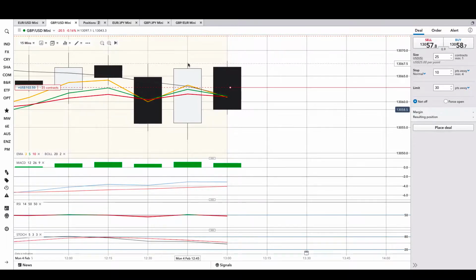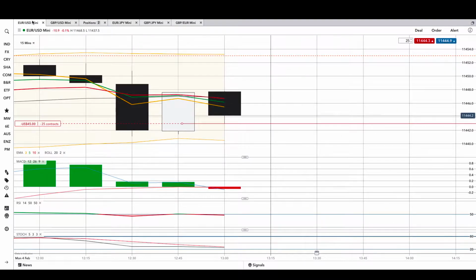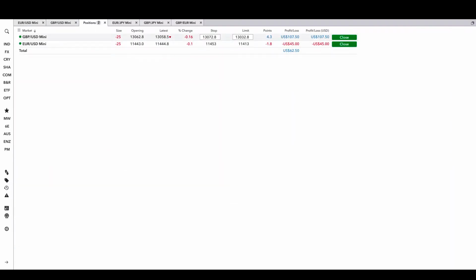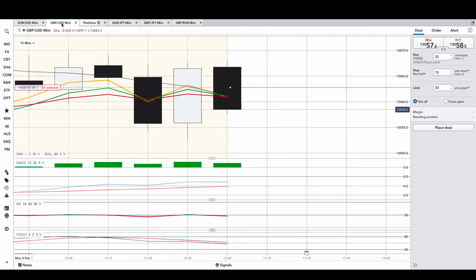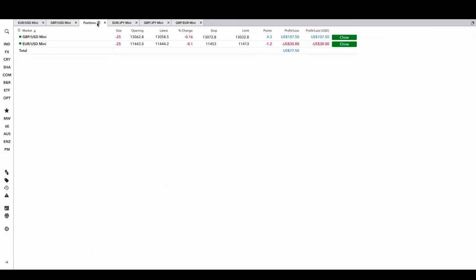Right. So what we have done here is we have bought it again, so that we can actually cover our losses. As you can see, it's still going down, still on the downward trend. Right, Euro USD. So the GBP USD, we have gone down quite significantly now to 4.1.